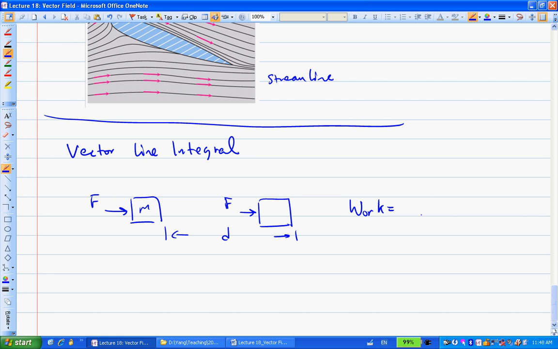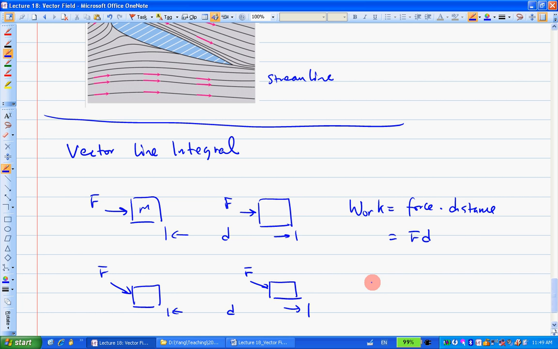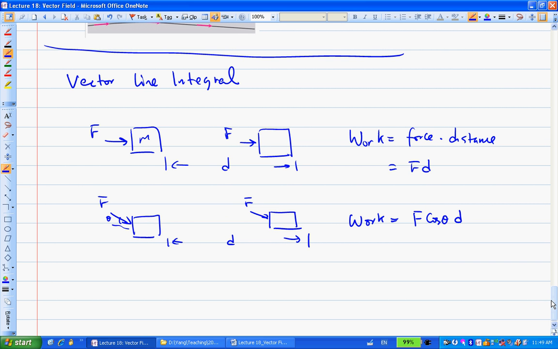When you push this by distance d here, the work it does is force times distance, Fd. Now if I change the direction of the force like this and move through the same distance d, how much work did it do now? Let's say this is theta here. It's F cosine theta d, right?